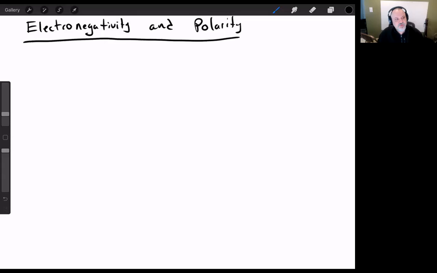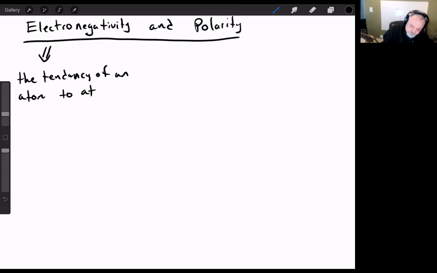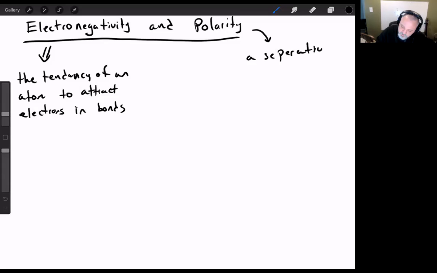Okay, electronegativity and polarity. Electronegativity is the tendency of an atom to attract electrons in bonds. And polarity means a separation in charge. And these things go hand in hand.